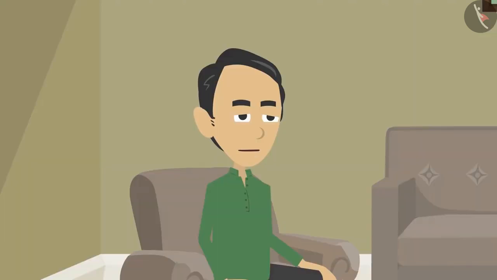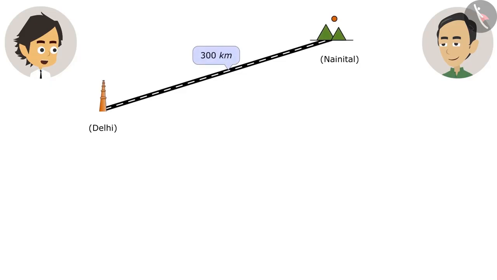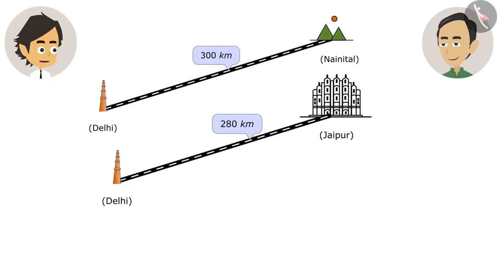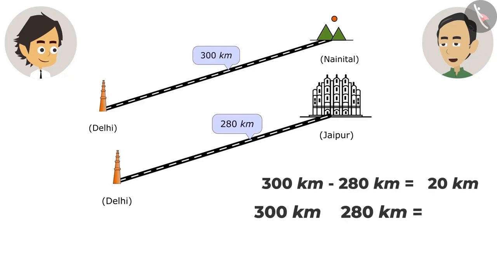No, Ayushman, there is a distance of 580 kilometers between the two. No, Rehansh and I have calculated. Nainital is 300 kilometers and Jaipur is 280 kilometers away. If we subtract both, then only 20 kilometers will be left. Yes, but when both are added, then it's 580 kilometers.